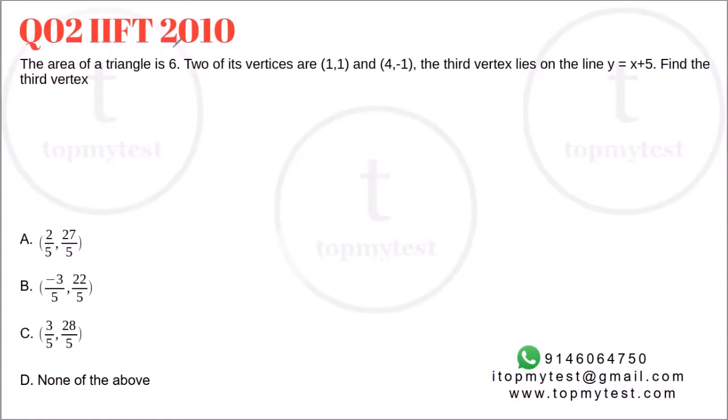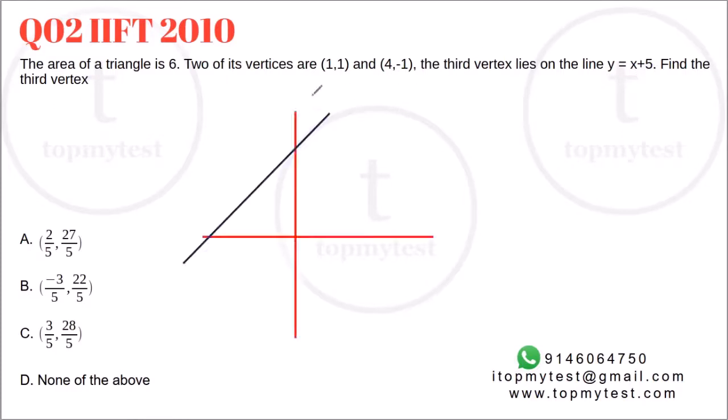The second question is from IFT 2010. The area of a triangle is 6. Two of its vertices are these. The third vertex lies on the line y equals x plus 5. Find the third vertex. Okay, so one vertex is (1, 1). The second vertex is (4, -1). And the third vertex lies on this line. So the point should satisfy this criterion.